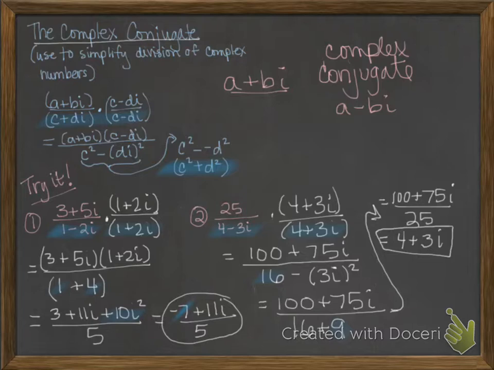And on top I've got 100. I distributed the 25. 100 plus 75i. 100 plus 75i over 16 plus 9 is, move on up here, 100 plus 75i over 25. And then we can simplify a bit because 25 goes into 100 4 times, into 75 3 times, and into itself once. Only simplify like that if it goes into everything. So then I have 4 plus 3i.